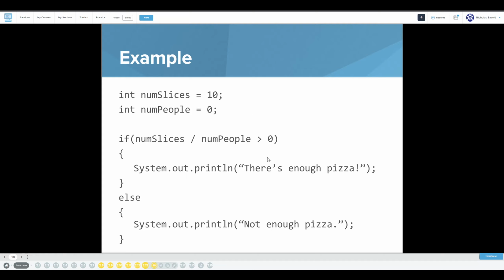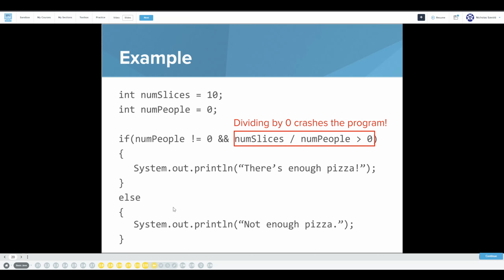Example. I think this is to stop the division by zero error, right? Yeah. If we have 0 people sharing pizza and we divide by 0 people, we get an error. Dividing by 0 will crash. We can't divide by 0. We can't even do that on our calculators, right? We get an error there. So we should be familiar with this type of error.